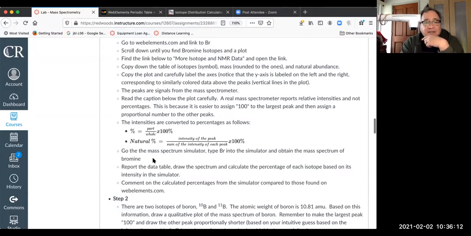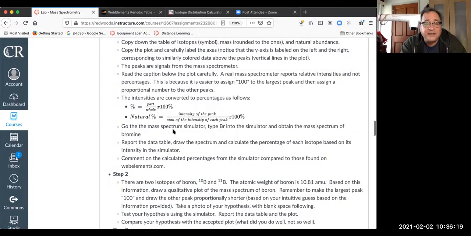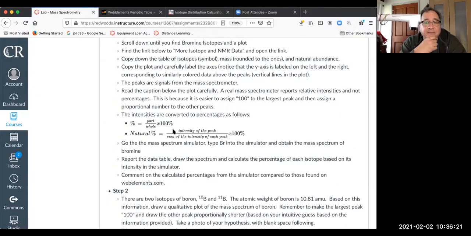Now, step 1, go to the mass spectrum simulator, type bromine into the simulator, and obtain the mass spectrum of bromine. Report the data table, draw the spectrum, and calculate the percentage of each isotope based on its intensity in the simulator. So let's take a look at that together. We can write this in your lab notebook right away. There's no need to mess around.